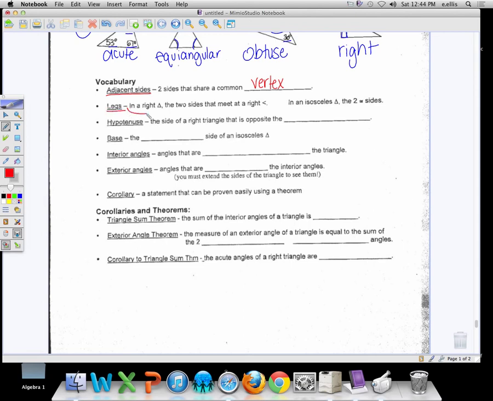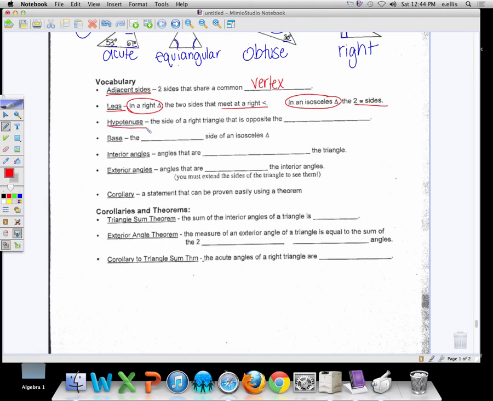Legs in a right triangle, it's the two sides that meet at the right angle. In an isosceles triangle, it's the two congruent sides. So depending on the type of triangle you have, it does have a slightly different meaning. Be really careful with legs.